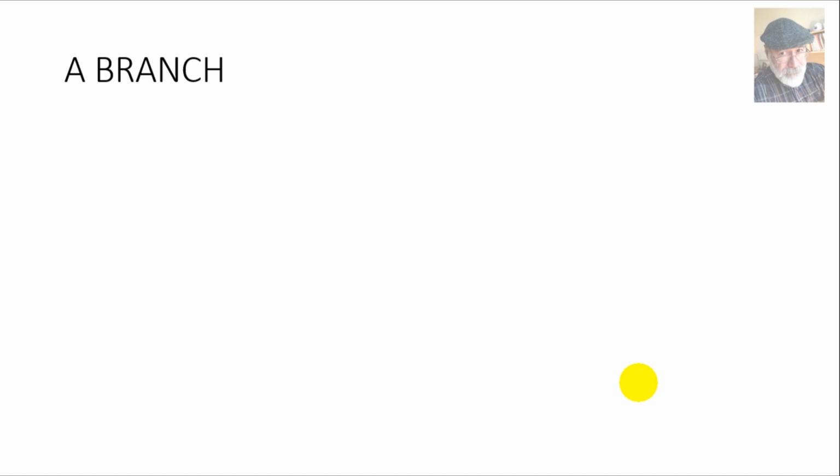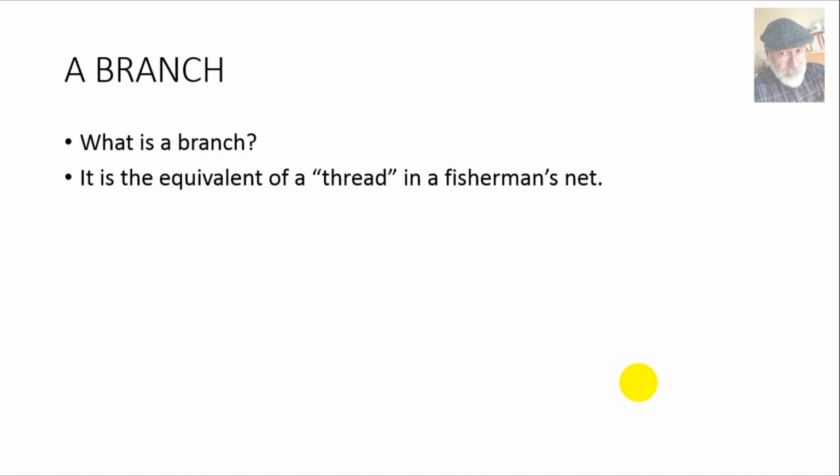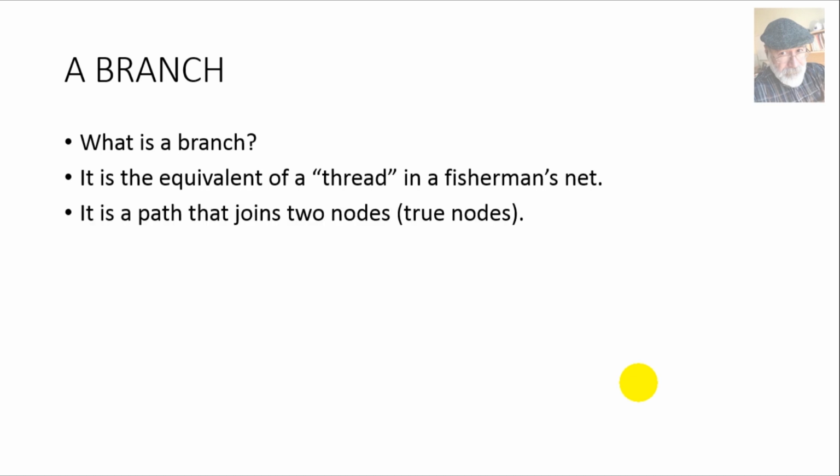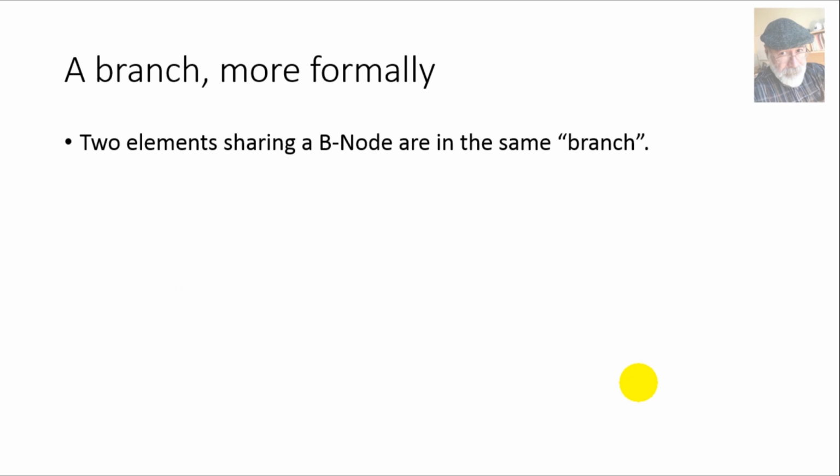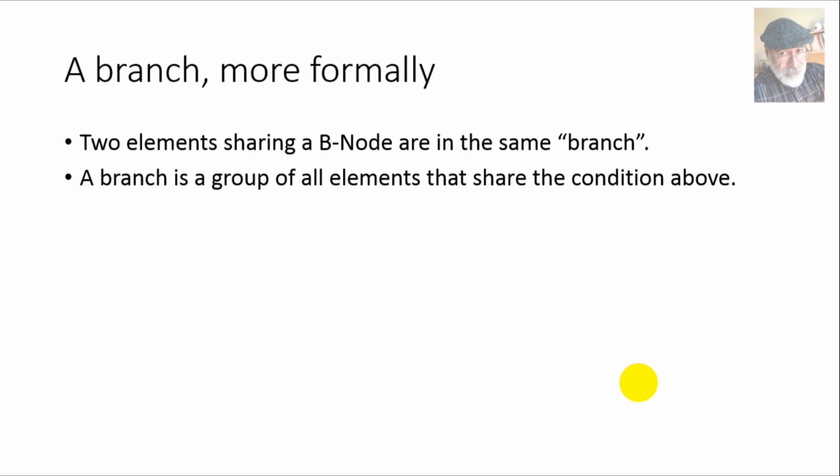Let's go back to definitions. The definition of a branch. What is a branch? A branch is the equivalent of a thread in a fisherman's net. It is a path that joins 2 nodes, 2 true nodes, mind you. It begins and it ends also in a true node. A branch visits at most 2 true nodes. 2 elements that share a binary node are in the same branch. A branch is a group of all the elements that share the condition above. That would be a more mathematical definition of a branch.